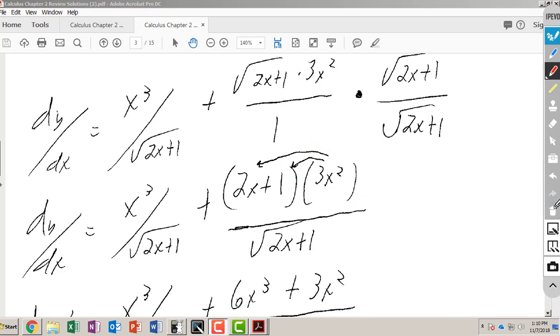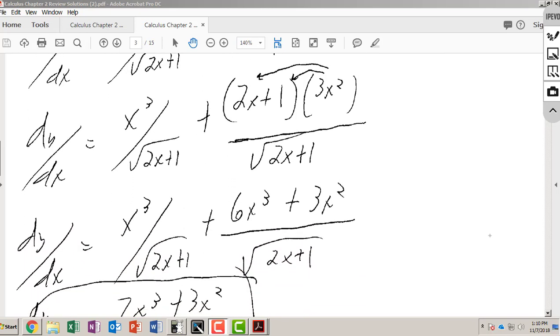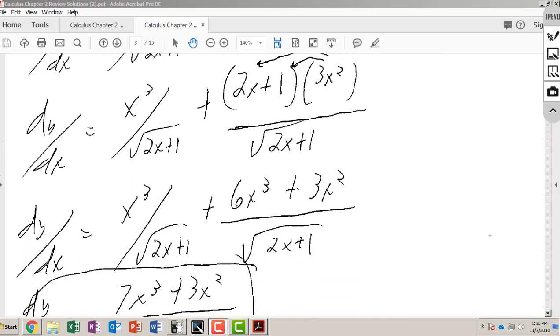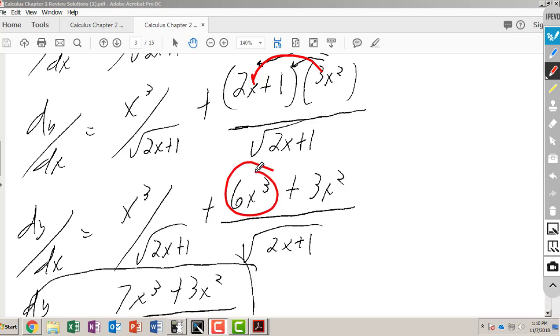So now I'm going to distribute my 3x squared on through. So when I distribute it, the 3x squared times 2x gives me 6x cubed. And then when I take 3x squared times 1, I get 3x squared. So now I'm going to add my numerators and keep the same denominator. That's my laws of fractions.